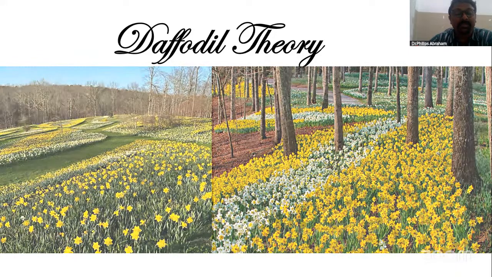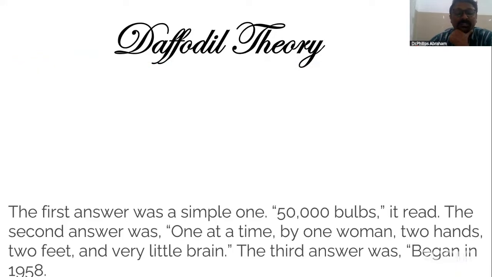What are the answers? The first answer was a simple one: around 50,000 bulbs are there, that means 50,000 roots and plants. Second answer: one at a time, by one woman, 2 hands, 2 feet, and very little brain. Third answer: it just began in 1958. So everybody asked, how many bulbs will be there, and who did this, and since when?